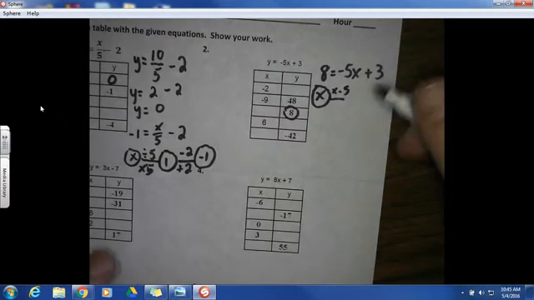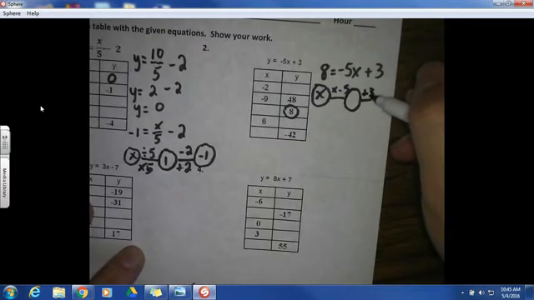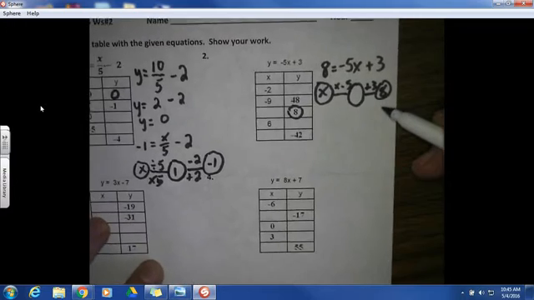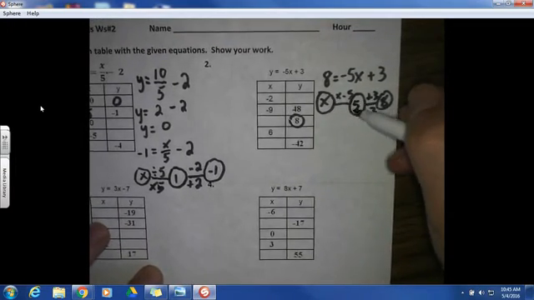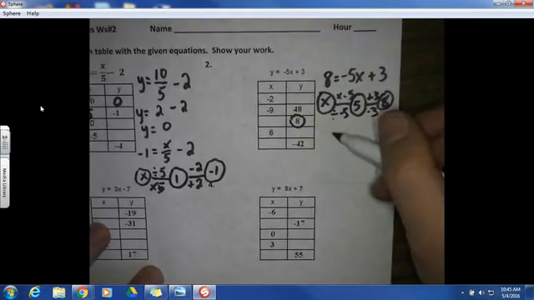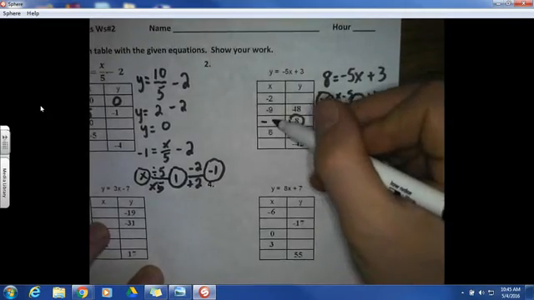Okay, next we add 3 and 8 comes out. Following the flowchart steps, we subtract 3. 8 minus 3 is 5. We divide by negative 5. 5 divided by negative 5, x equals negative 1. When y is 8, x is negative 1.